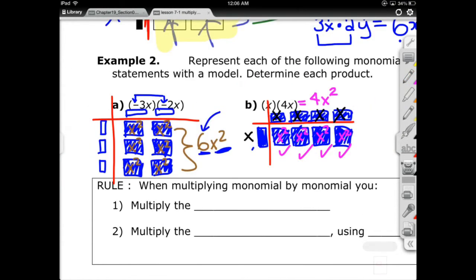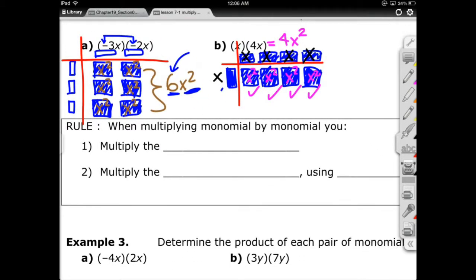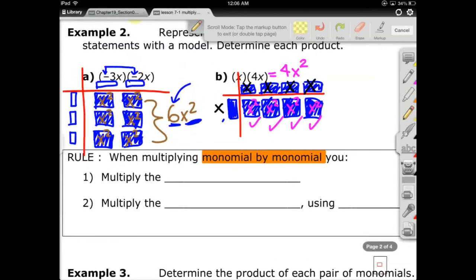So you'll get better at doing these models. Just remember that x's are the longer, thin rectangles, and the y's are the shorter ones. Even if you don't have color, the shorter rectangles will be used to represent y. So once you see this, you say, okay, there's a rule. When you multiply a monomial by a monomial, and above it was x, which was just one thing. Let's go back to our little tool here. You had an x multiplied by a 4x.